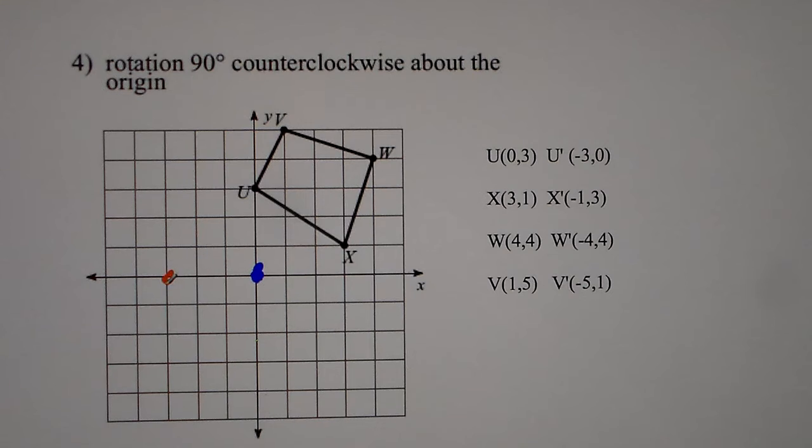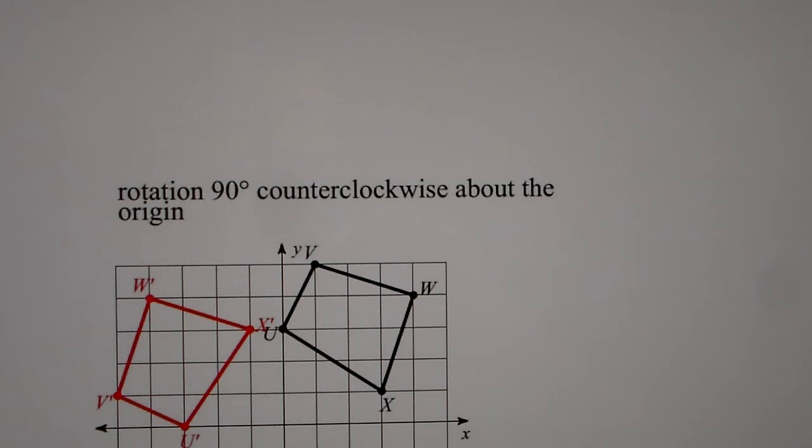So negative 3, 0 is right there. Negative 1, 3 is right here. Negative 4, 4, right there, and negative 5, 1, right here. You connect them. So that's pretty. And there's our rotated figure, rotated 90 degrees counterclockwise. Remember, you should label these too. So U prime is right here, X prime is right here, W prime, and V prime. All right.